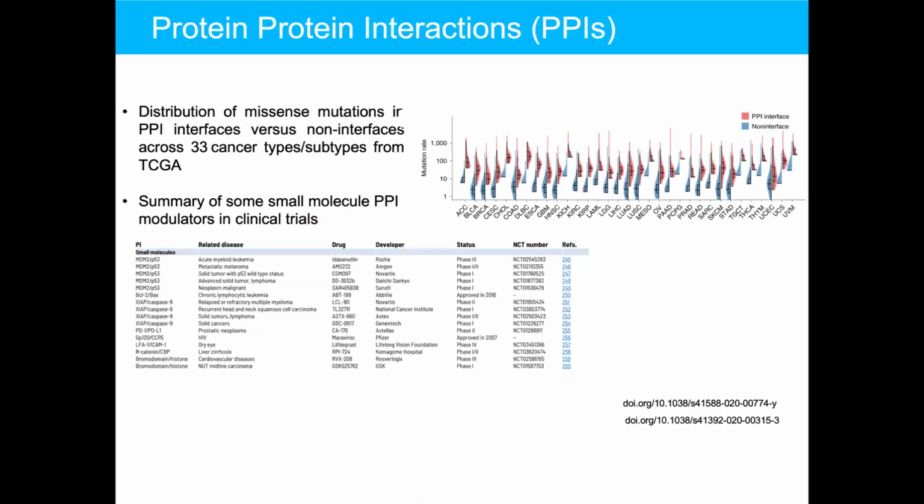Okay, so let's look at protein-protein interactions. As I said before, protein-protein interactions are very, very promising targets, these interfaces. If you look, for instance, at the mutations that are oncogenic, and you look at those at the interface in red against those that are not at the interface, you see that there is a clear enrichment of oncogenic mutations at the protein-protein interfaces.